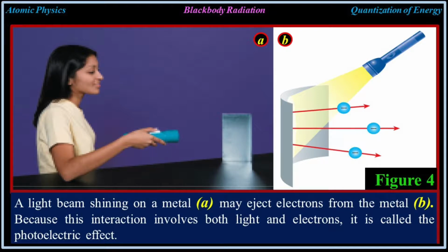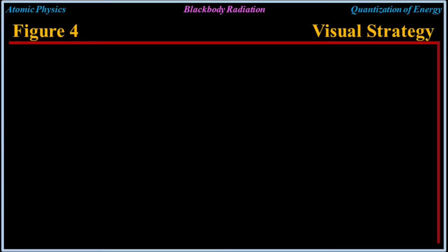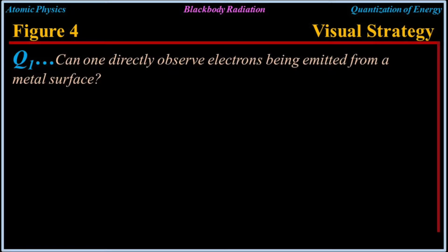A light beam shining on a metal, A, may eject electrons from the metal, B. Because this interaction involves both light and electrons, it is called the photoelectric effect. Question 1. Can one directly observe electrons being emitted from a metal surface?